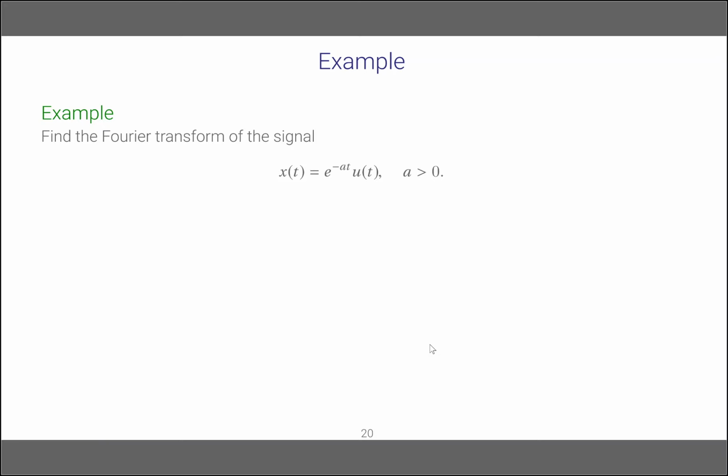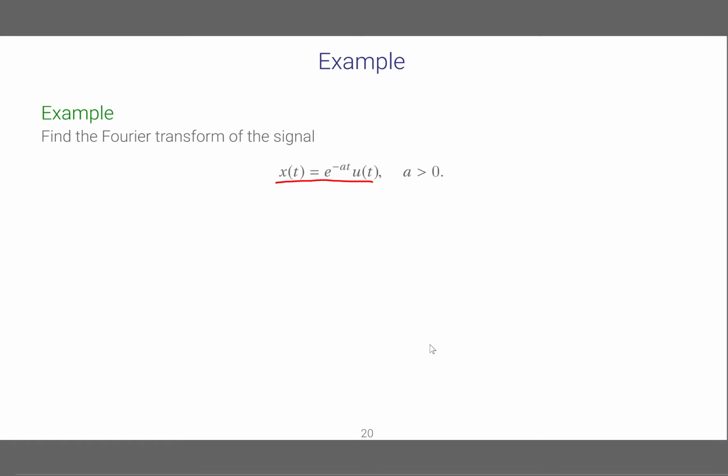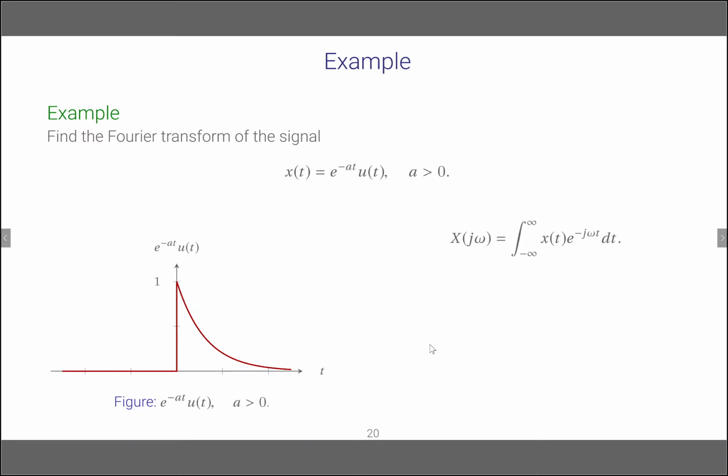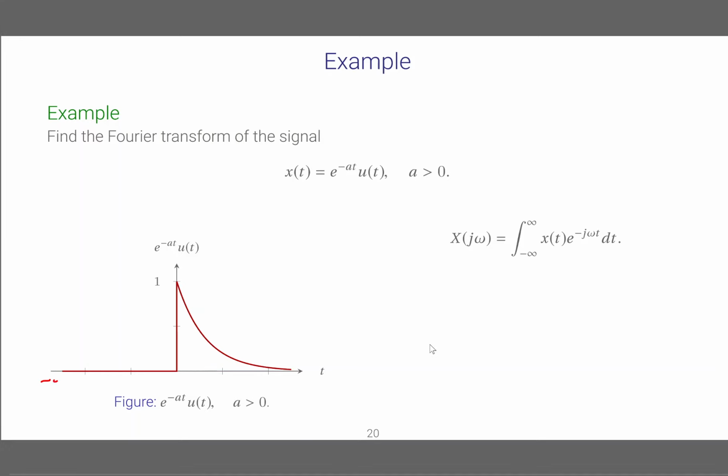Find the Fourier transform of the signal x(t) equals e to the power of minus at u(t), where a is greater than 0. So you can see, because of the presence of u(t), this signal is non-zero only in the positive side of the time axis. If you plot this, the signal looks like this: 0 from minus infinity to 0, and then at t equals 0, the signal is 1, and then it is an exponential decay.